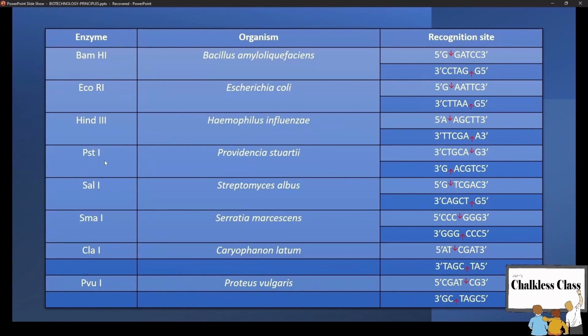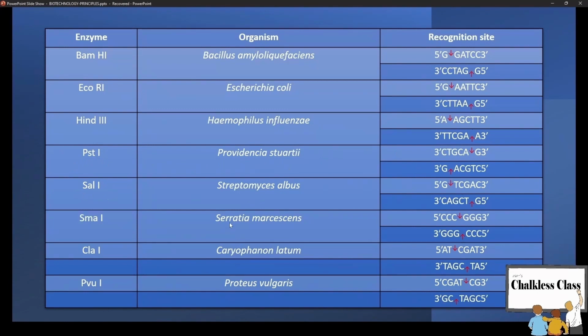Next one, PstI. P for Providencia, ST for stuartii, and 1 is the enzyme obtained from that one. It can read this palindromic sequence, CTGCAG, and it will cut in between A and G. SalI. S for Streptomyces, AL for albus. This is the first enzyme. It can read GTCGAC, and at this junction it can make a cut.